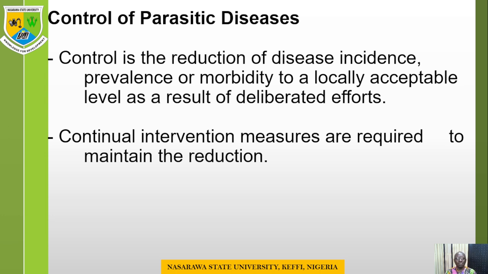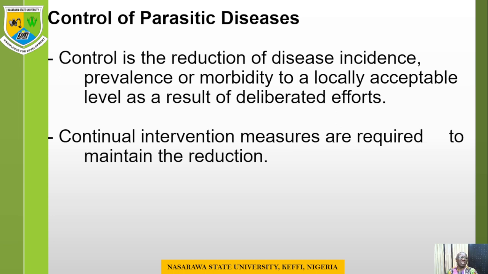How do I mean? Disease incidence can occur anywhere, anytime, accidentally, incidentally, and it could be a recurrent decimal, to be part and parcel of the community of an individual. And so control helps to reduce this disease incidence by way of prevalence or the rate of spread of this infection to a locally acceptable level, as a result of deliberated efforts. And what is this effort?